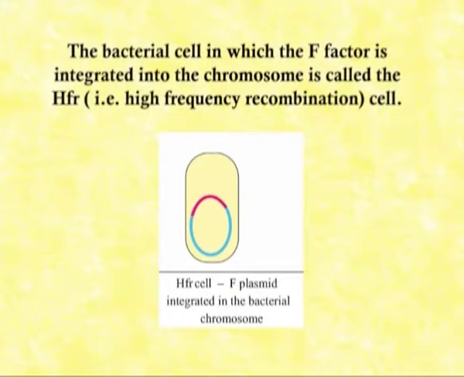The F factor can exist independently of the host chromosome, or it may get integrated into it. The bacterial cell in which the F factor is integrated into the chromosome is called the Hfr cell, which means the high frequency recombination cell. The F factor integration causes a relatively very frequent transfer of the bacterial chromosome from the donor into the recipient cell, and this results in a high frequency of recombination.